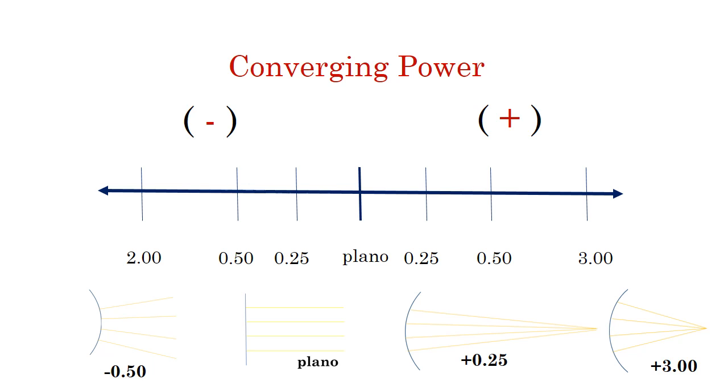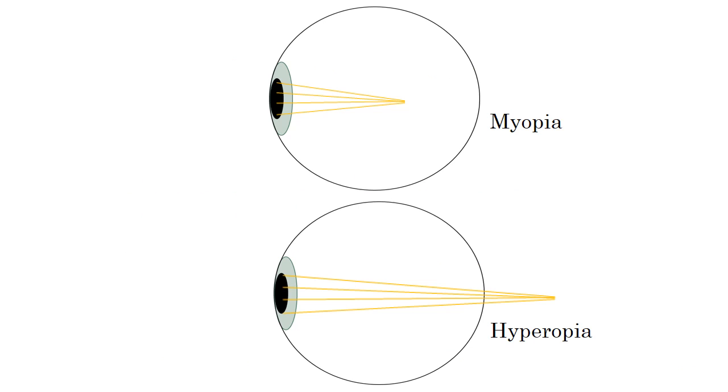So negative converging power, we sometimes call diverging, but I think it's helpful to think of it in terms of positive converging power and negative converging power. Negative converging power starts spreading apart rather than coming together. Okay, so where does that take us as far as our eyes that we drew?